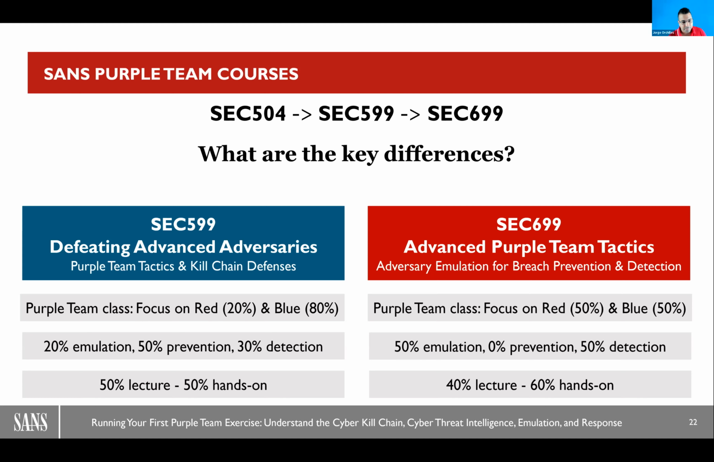In 599, there's about 20% focus on red and 80% focus on blue. And a lot of that blue is on prevention, right? You have to do some of these basic things to stand a chance. It covers a number of preventive controls you can turn on, and then, of course, some detection. Both courses are very hands-on, but the 699 one is a little more advanced, does not focus on prevention. It's really 50% red, 50% blue, and focusing on emulation and detection.